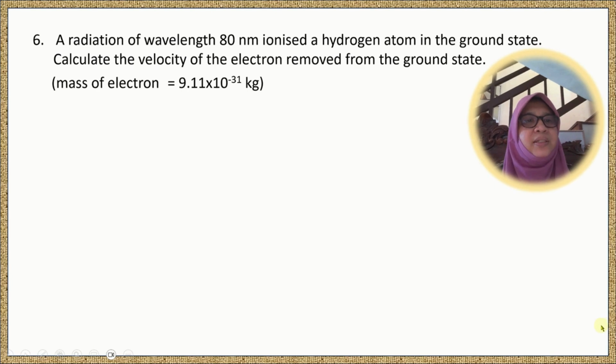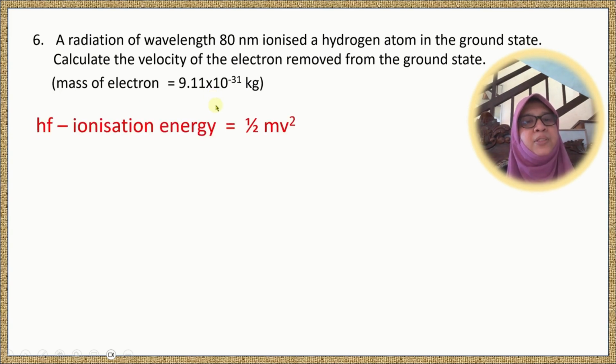Okay, question 6. A radiation of wavelength 80 nanometer ionizes a hydrogen atom in the ground state. Calculate the velocity of the electron removed from the ground state. The mass of the electron is given as 9.11 times 10 to the power of negative 31 kilogram.